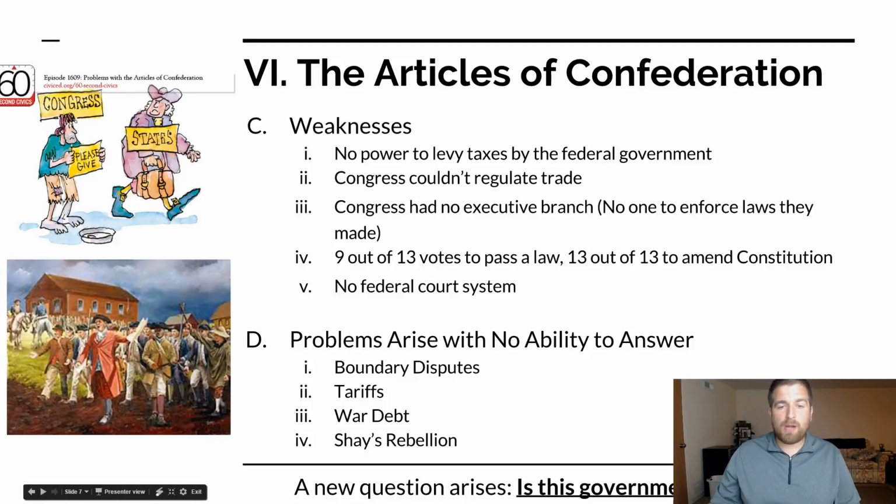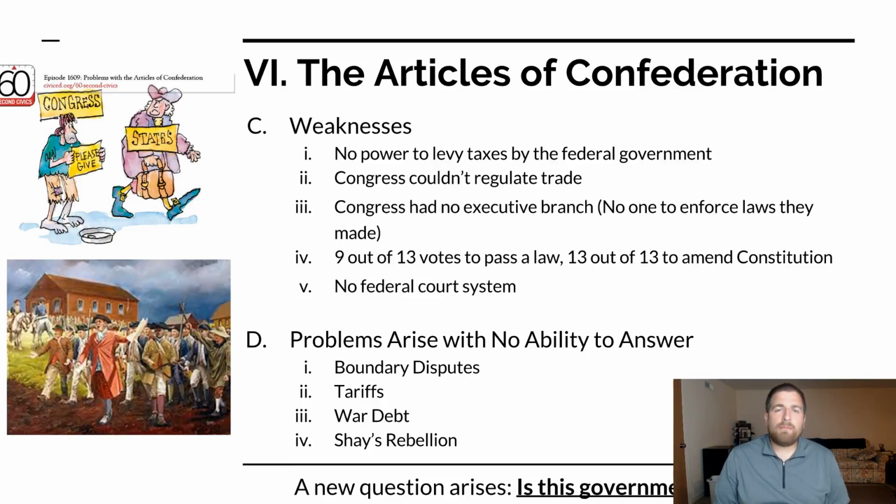So the first problem that's going to arise is going to deal with boundary disputes. So, like we just said, there's no federal courts. And without federal courts, the federal government has no way of solving disputes between two states over a piece of land or a territory. Those states have to solve that issue themselves.